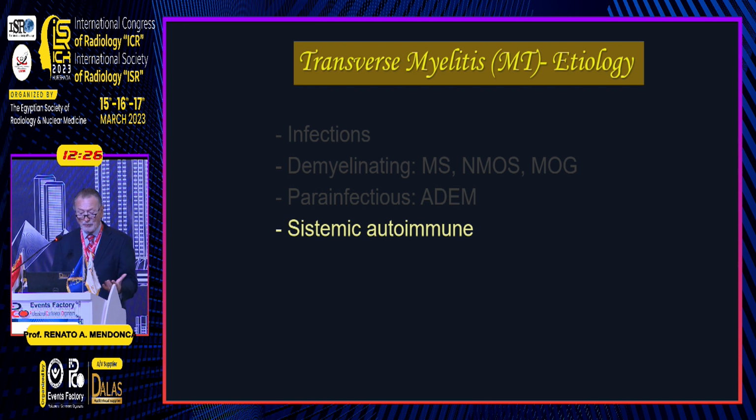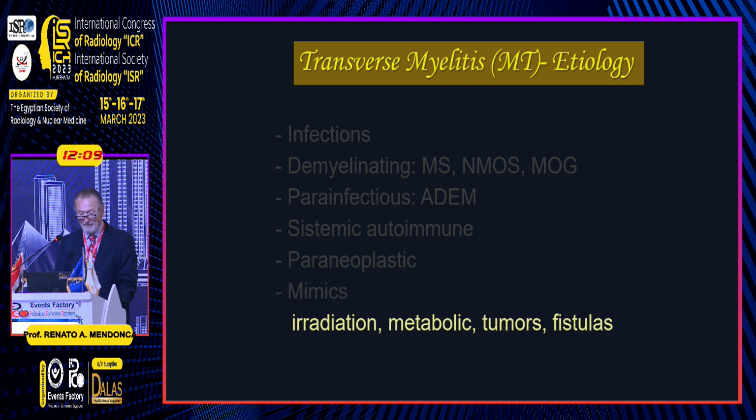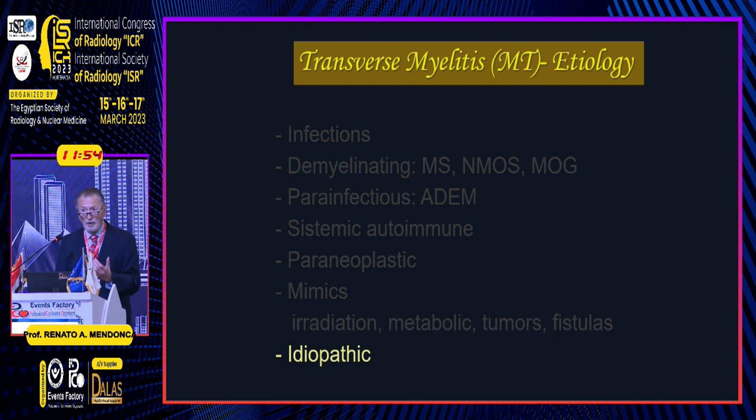We have the systemic autoimmune diseases like systemic lupus erythematosus, where involvement of the cord these days is becoming very rare, but we still have it. We have paraneoplastic myelitis, and we have some mimics like radiation, metabolic situations like vitamin deficiency, tumors, and fistulas. So the differential diagnosis is broad. And sometimes we call it idiopathic, but this idiopathic is our ignorance. So in the future, we will not have this kind of idiopathic thing.